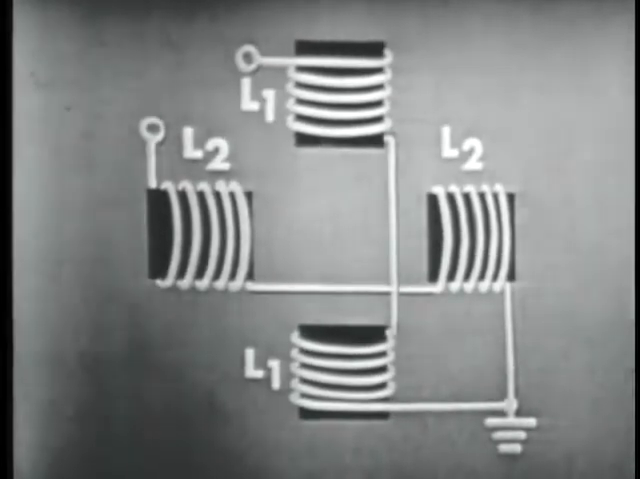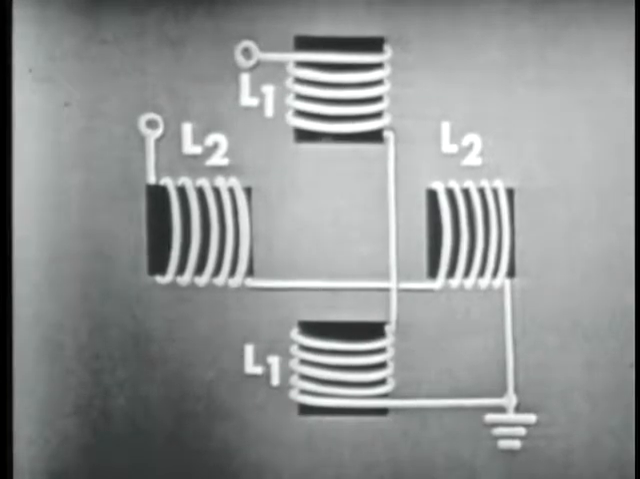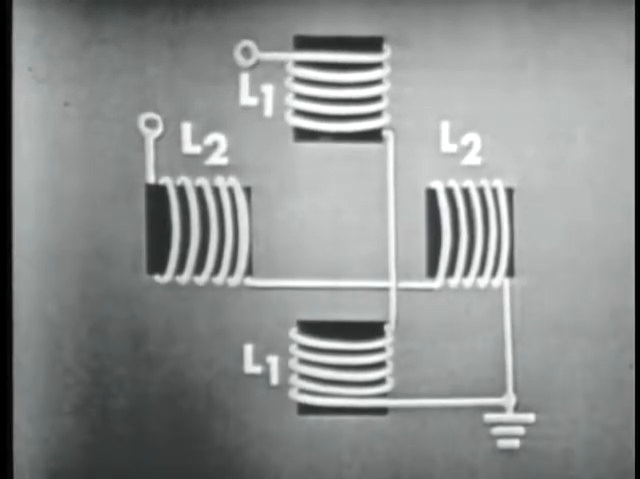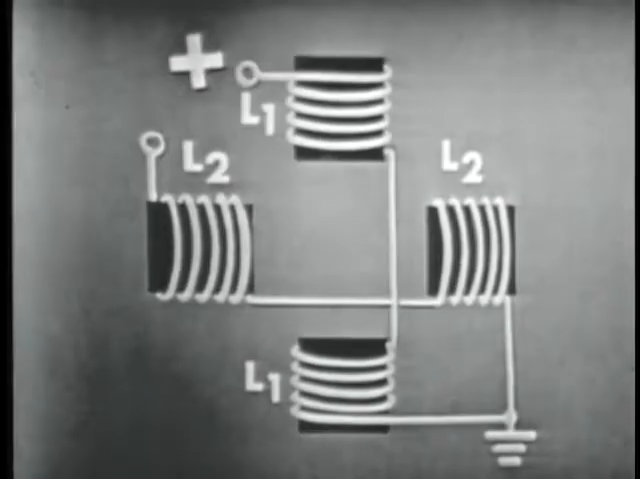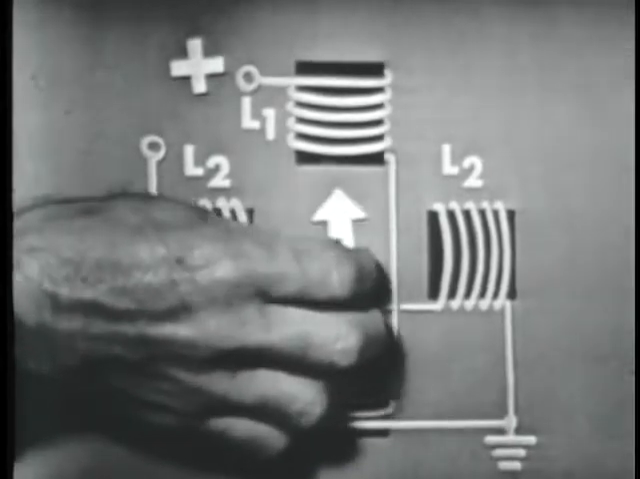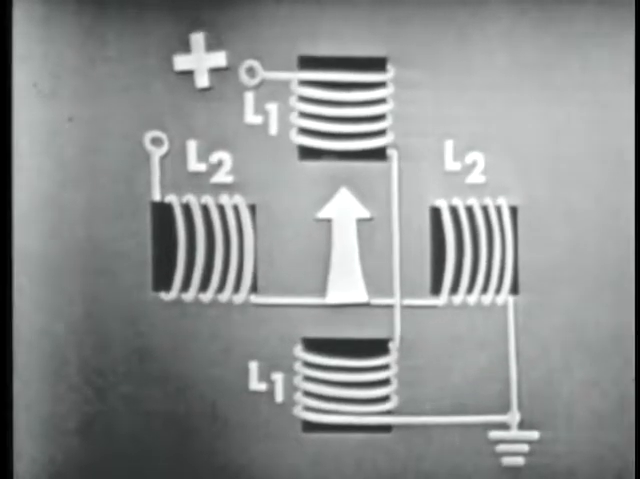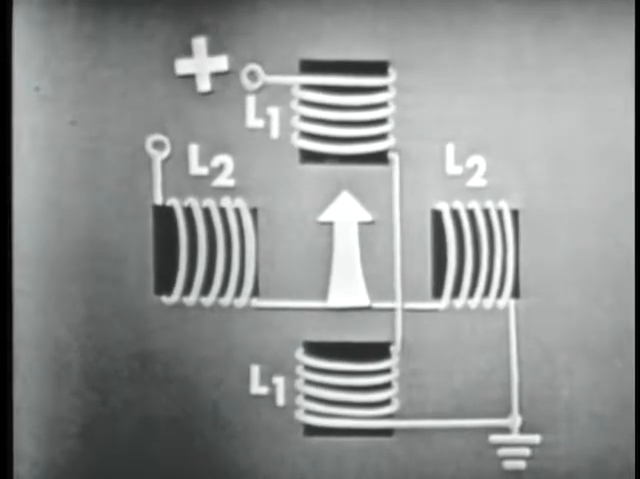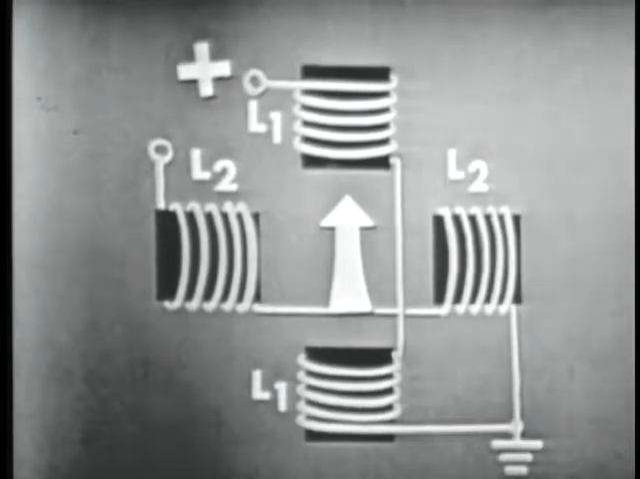Now, L2 will supply a horizontal magnetic field, and L1 will supply a vertical magnetic field. So if we supply voltage to just L1, we'll, of course, cause a vertical magnetic field, like this. And the field lines up like this. Now, this arrow, like the arrow on our trainer, points to the north pole of this magnetic field.